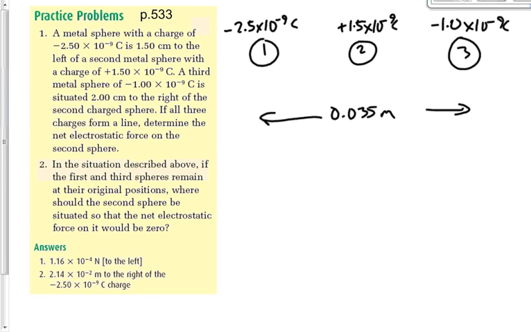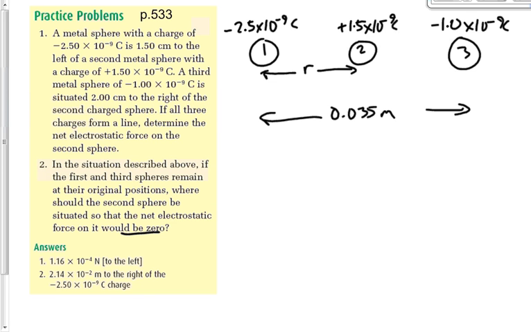We want to find where number 2 is. So we want to find this distance right here. Okay? We don't know what it is. We want to find it. Well, what do we know if the net electric force acting on number 2 is 0?